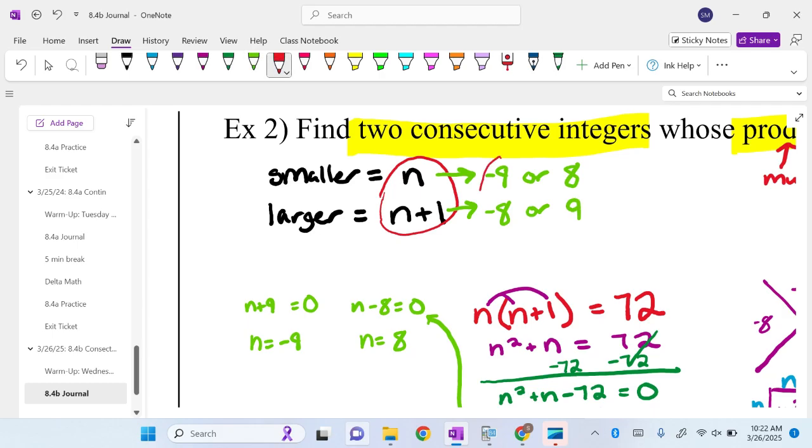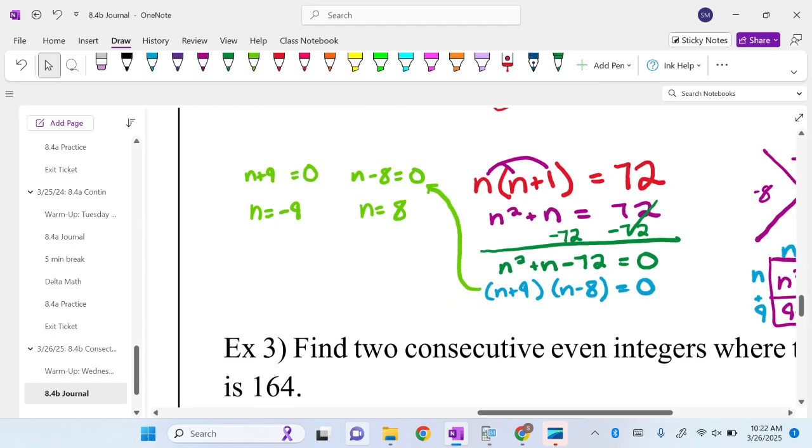So we have two different pairs of numbers. So this is a pair, this is a pair. Both of them are consecutive integers because is it not true that if you're looking at a number line, negative 9 and negative 8 are right next to each other? Is that true? Yes. On a number line, they're right next to each other. Is 8 and 9 right next to each other? Yes. So these are both two consecutive integers. And both of them work because what's negative 9 times negative 8? Positive 72, which is what we wanted. What's 8 times 9? 72, which is what we wanted.